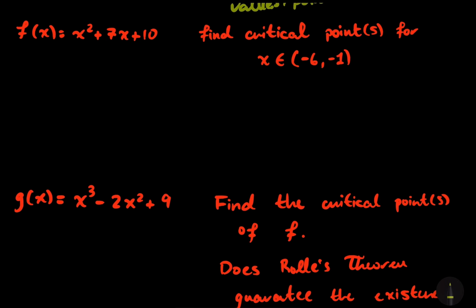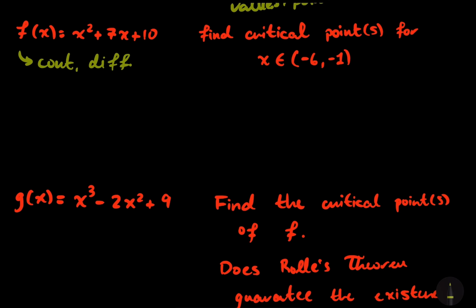So here we have f(x) is equal to x squared plus 7x plus 10, and we're asked to find the critical points for x in [-6, -1]. And so first of all, let's actually see if Rolle's theorem holds, so we can guarantee that there are going to be critical points in this interval. And so we know that this function is going to be continuous and differentiable, right, because this function is just a parabola, and so it's going to be continuous and differentiable for all real numbers, let alone for our interval [-6, -1].